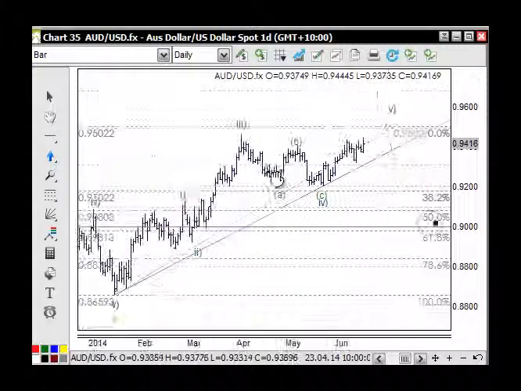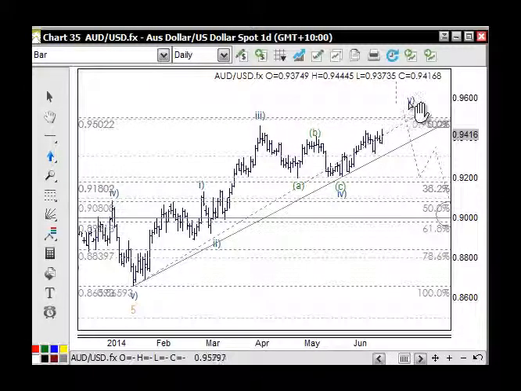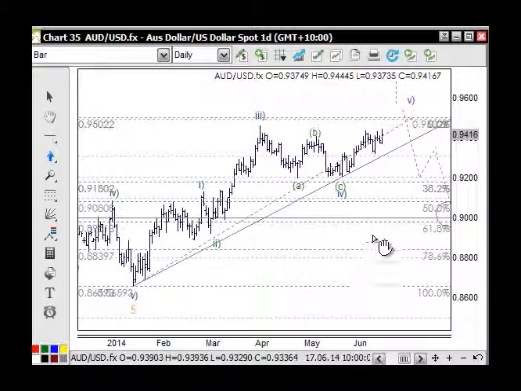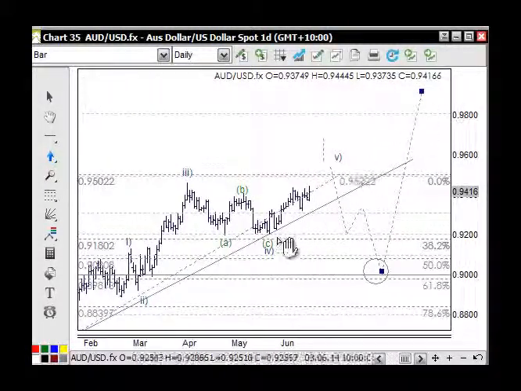Now, I guess there was an extension in wave 3 here, so we can look at wave 1 here being much the same size as wave 5 here. But I wouldn't hold my breath on that. It looks like there's a fair bit of equality within this structure. So our main job is to work out this 5-wave structure here.